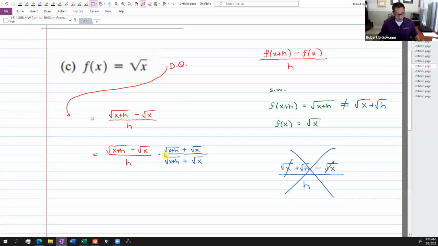And the reason I chose this is because I looked at what's here and I took its conjugate. So this here on the top is called the conjugate. If you take this, its conjugate is that. It's basically the exact same expression, but we change the sign in the middle. So instead of having a minus, we put a plus here. Remember, our goal is to get the h to cancel.